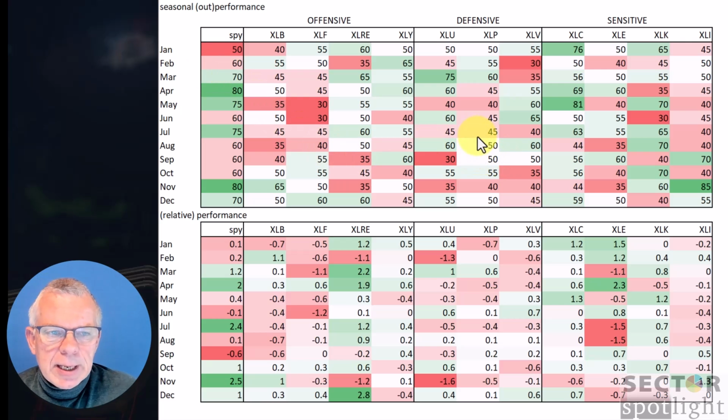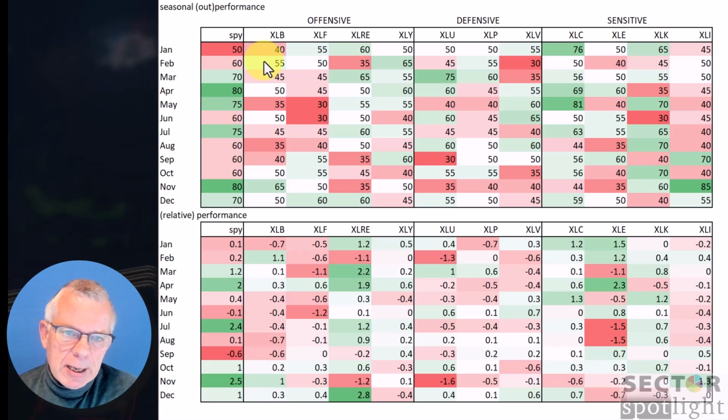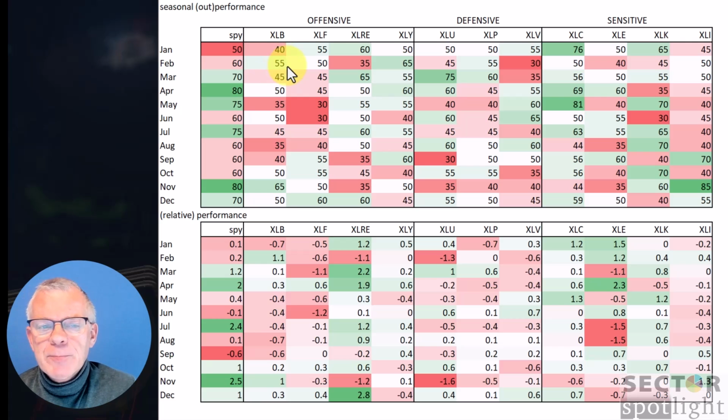And if we look at what's happening here, and remember the percentage for SPY is a price change, and all the others here are relative to SPY. So in case of XLB, 55% of the occasions over the last 20 years, XLB outperformed SPY in the month of February, and the average gain was 1.1%.